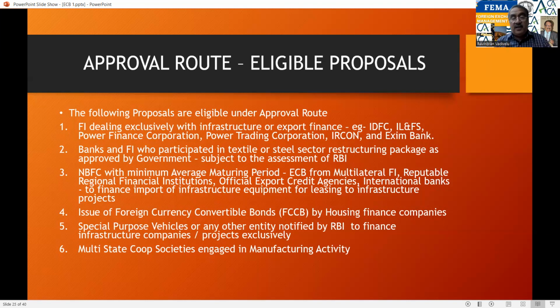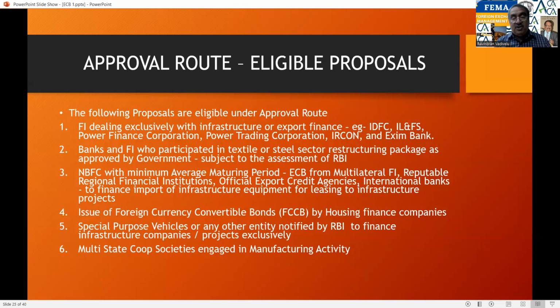The approval route covers financial institutions dealing exclusively with infrastructure or export finance, that is IDFC, ILFS, Power Finance Corporation, Power Trading Corporation, ERCON, and Exim Bank. And banks and financial institutions that participated in the textile or steel sector restructuring package as approved by the government, and everything is subject to the assessment of the Reserve Bank of India.